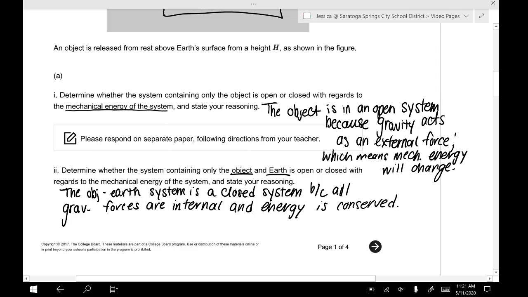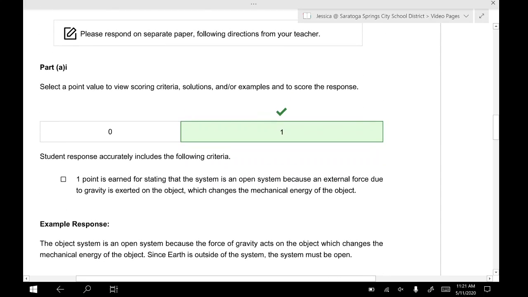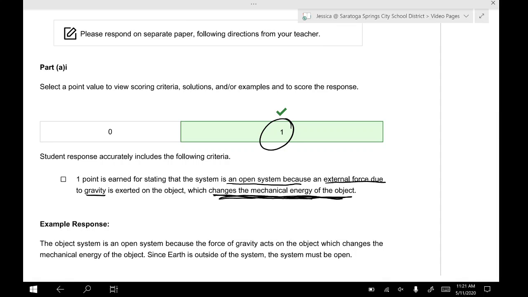Okay, so let's go ahead and check out my scoring guide. So part A1, I get 1 point for stating that the system is open because there's an external force due to gravity, which changes the mechanical energy. So it's a good thing that I added in that part about the mechanical energy because that's how I get 1 of the points. Now that's a lot of information for 1 point, but that's how these questions work.